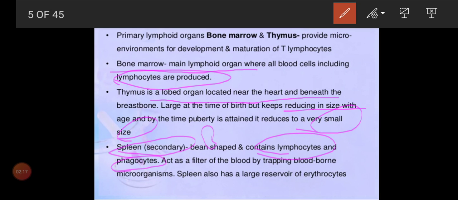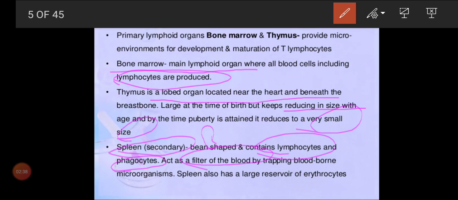Normally the blood carries the lymphocytes from the thymus region or from the bone marrow to the spleen region. And while coming, the spleen now has a larger amount of T lymphocytes. And what will happen in the spleen region? It will act as a filter of the blood.